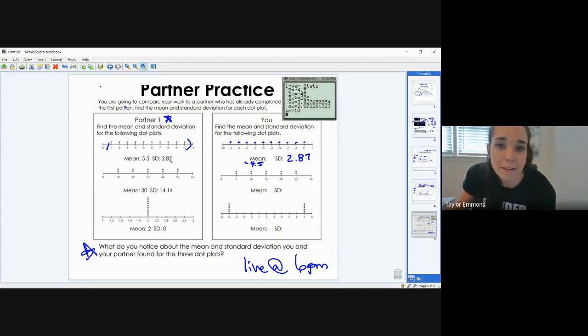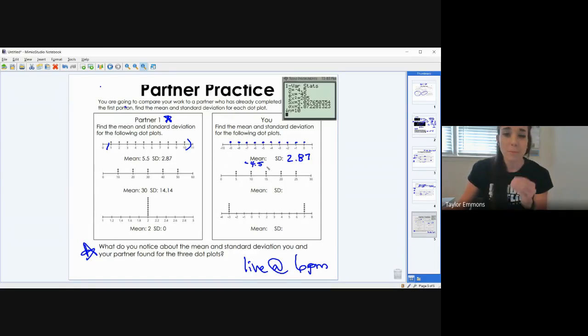And then let's look at our standard deviation. It's 2.87. Okay? Well, let's look at how many numbers we've got right here. We've got 1, 2, 3, 4, 5, 6, 7, 8, 9, 10. Well, this set right here, we got 1, 2, 3, 4, 5, 6, 7, 8, 9, 10. So our standard deviation is going to be the same because we're kind of covering the same distance on both of these plots. So these standard deviations happen to be the same because we're covering the same amount of numbers.